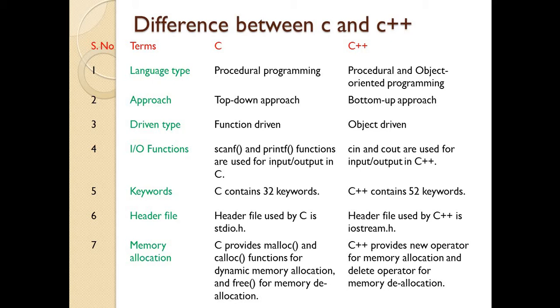So the first term how we are going to differentiate is based on the language type. So as you have studied, C programming is a procedural programming, or in other words we can say it as procedure oriented programming, whereas C++ is procedure and object oriented programming language, right? So the second difference is in terms of approach. C is a top down approach. C++ follows bottom up approach.